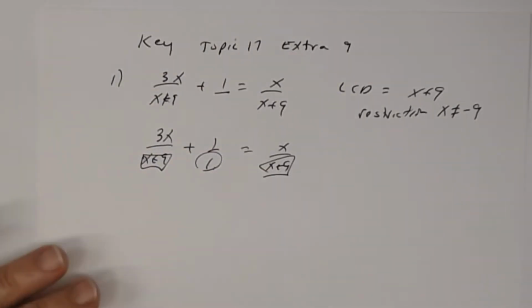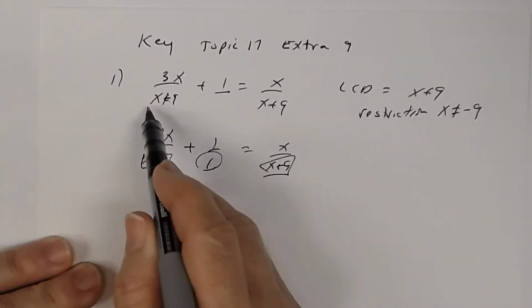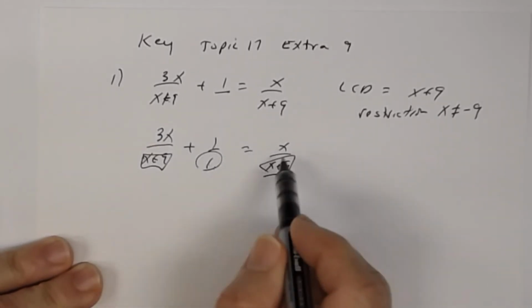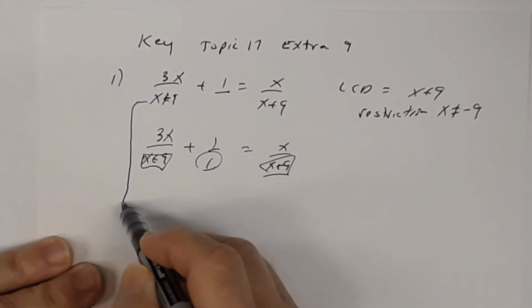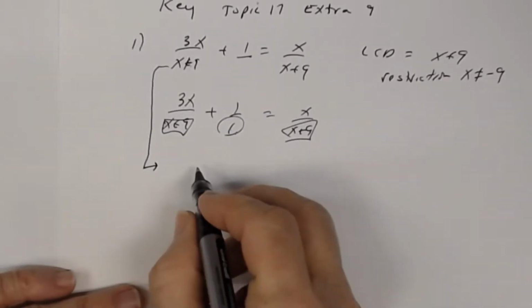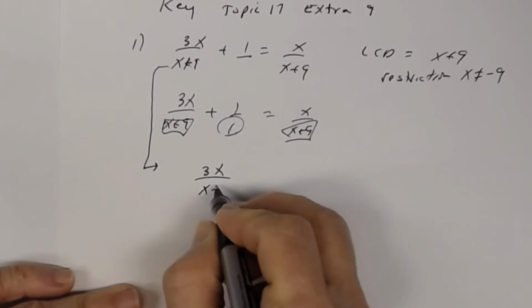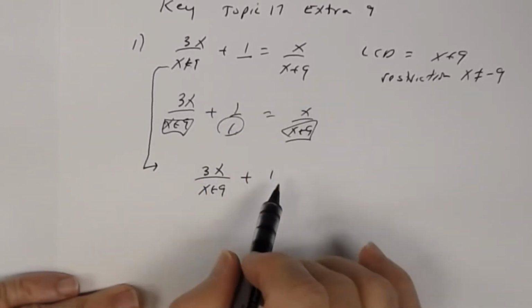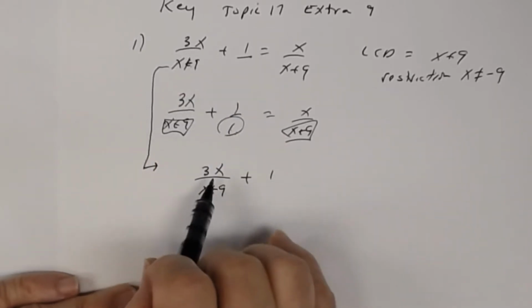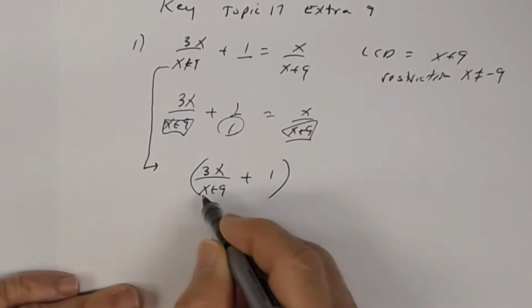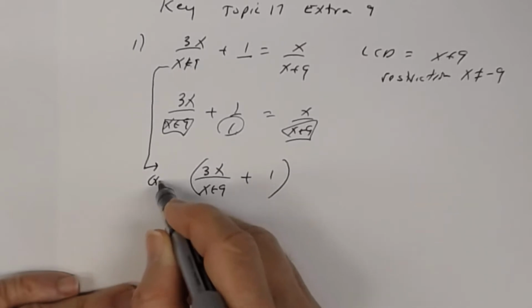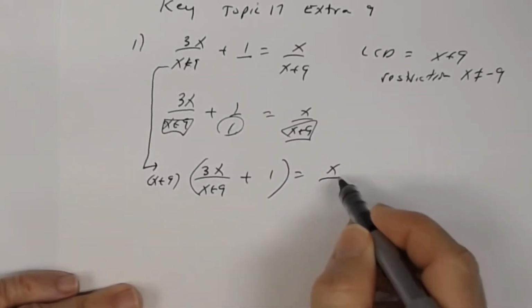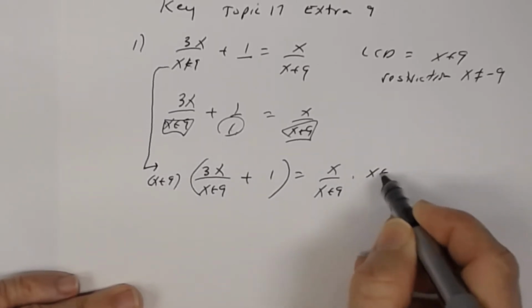Now I put this extra thing there and I wrote on it, so I'm just going to go ahead and rewrite this over. So 3x divided by x plus 9 plus 1. Now remember, the whole point is to multiply both sides by the LCD. Since I have two rational expressions here, I'll put that in parentheses, and I'm going to say times x plus 9. Same thing over here: x divided by x plus 9 times x plus 9.